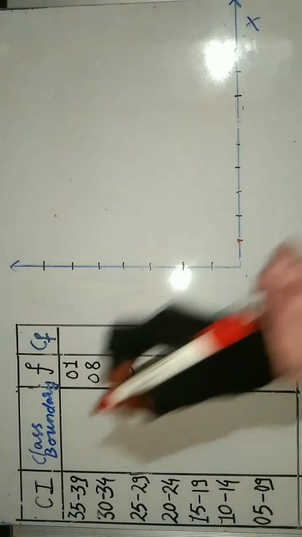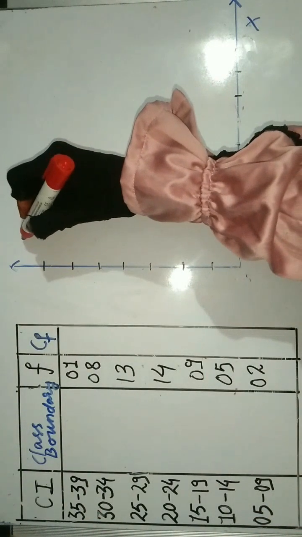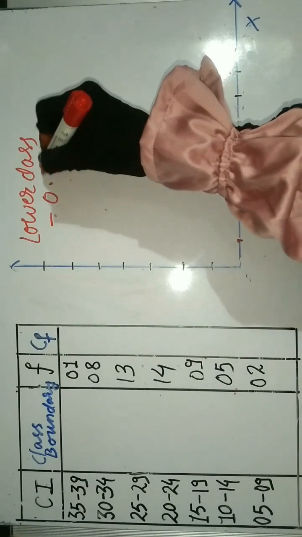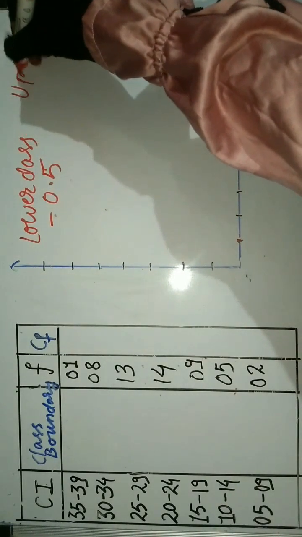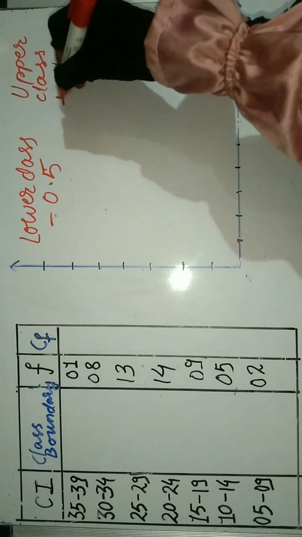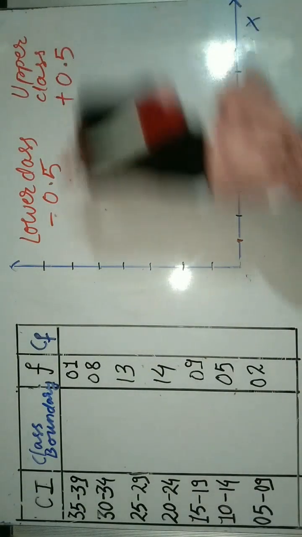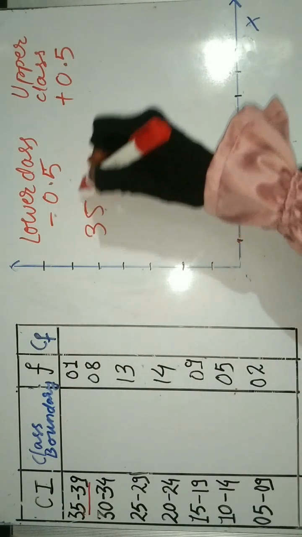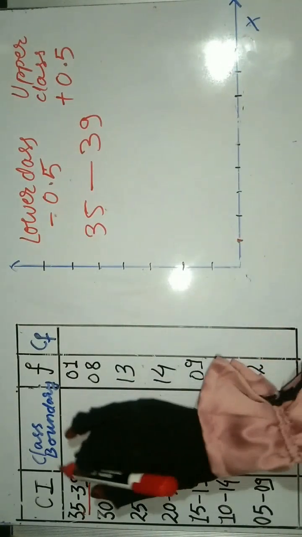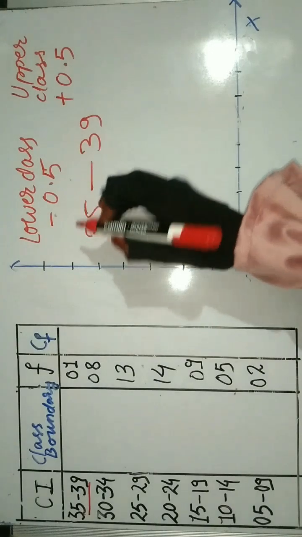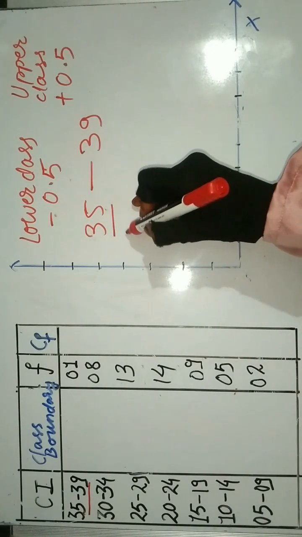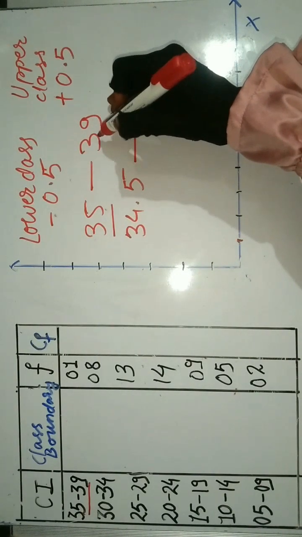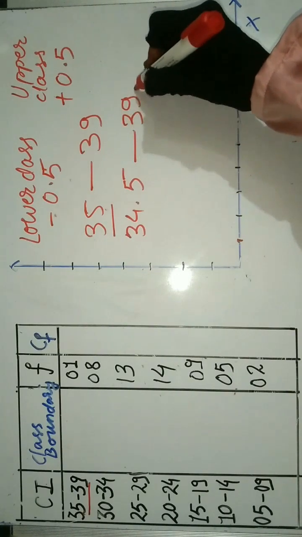So first calculate class boundaries. To calculate the class boundaries, the formula is: for the lower class boundary, subtract 0.5 from the lower class, and for the upper class boundary we have to add 0.5 to our upper class. So here the first class interval is 35 to 39. So our first class boundary will be: subtract 0.5 from 35, this will be 34.5. Now add 0.5 to 39, so it will be 39.5.